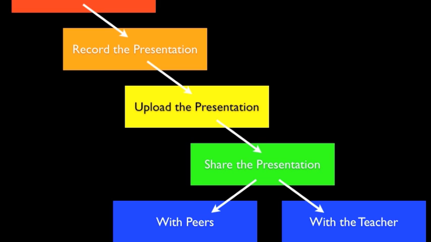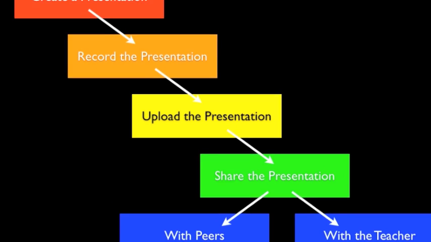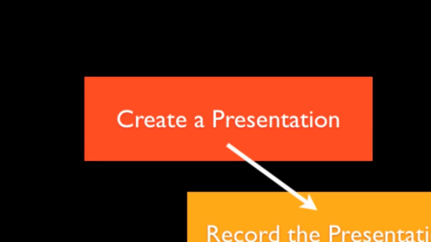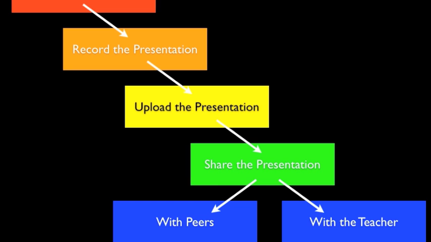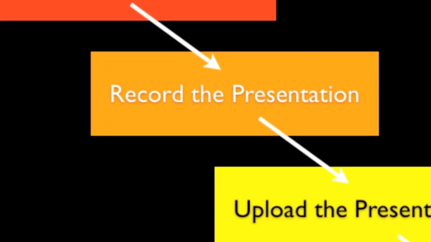So to do this project, to create the presentation and to finally share that presentation, I'm going to walk you through a couple of steps. The first step is, of course, creating the presentation. Now, students are pretty adept at this. They can either use OpenOffice presentation, which is a lot like PowerPoint. They can use EP apps, which has a presentation feature. Or they can use Prezi, or really they can use anything that they want on the screen of their computer. So then after they've created the presentation, the next step is to record the presentation.